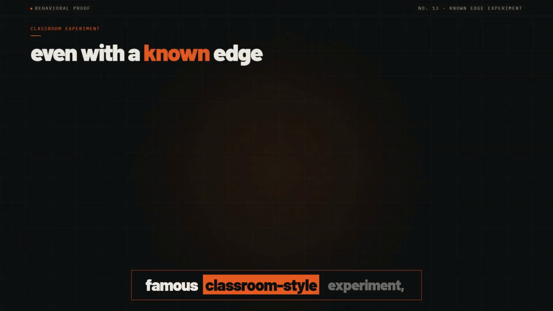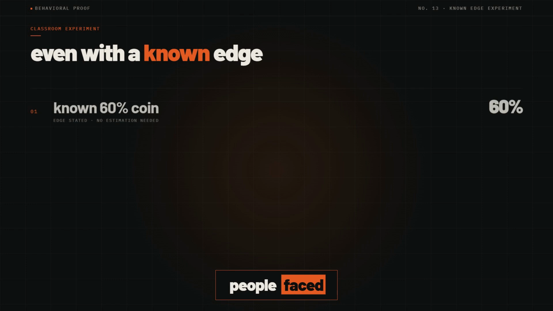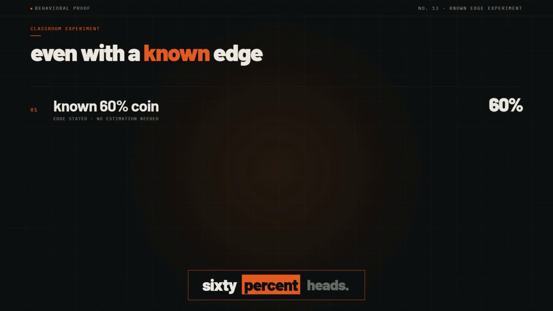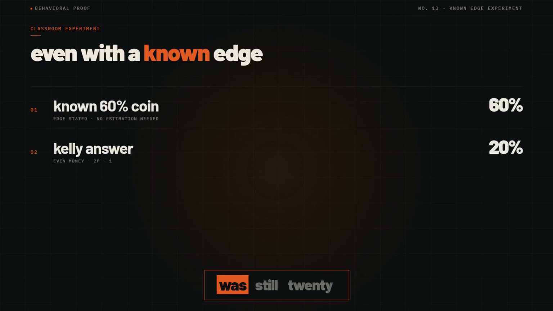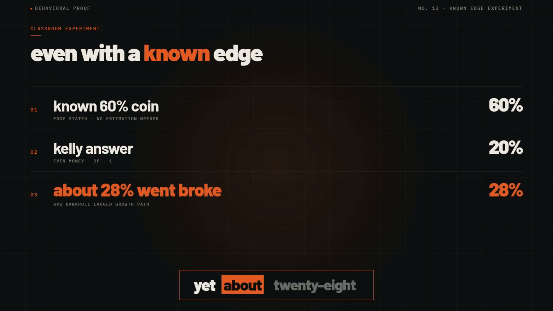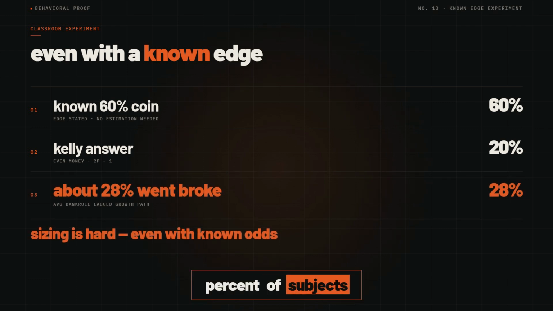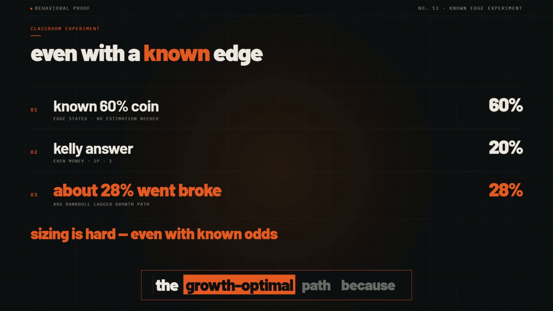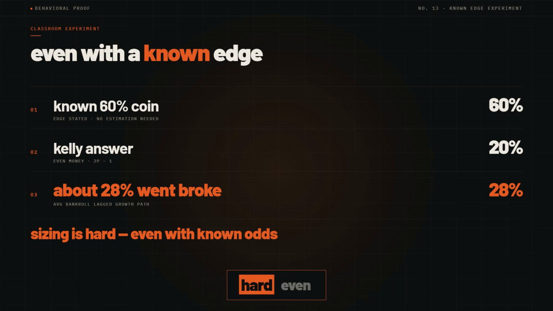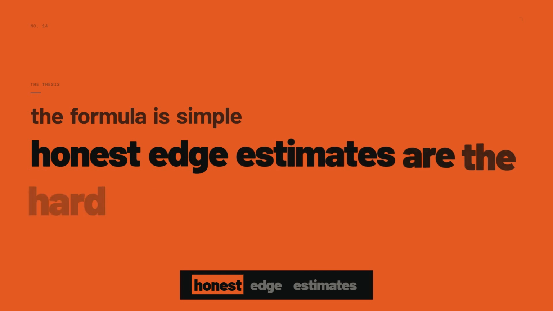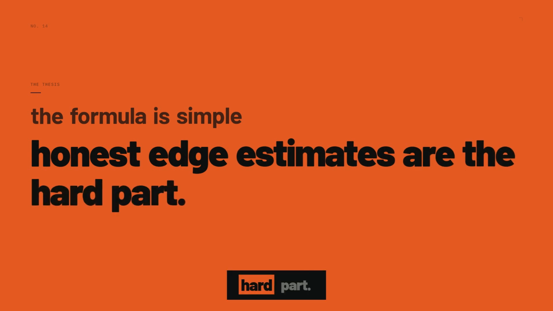In a famous classroom-style experiment, people faced a coin they were told was 60% heads. The Kelly answer was still 20%. Yet about 28% of subjects went broke, and the average ending bankroll lagged far behind the growth optimal path, because sizing is hard even when the edge is known. The formula is simple. Honest edge estimates are the hard part.